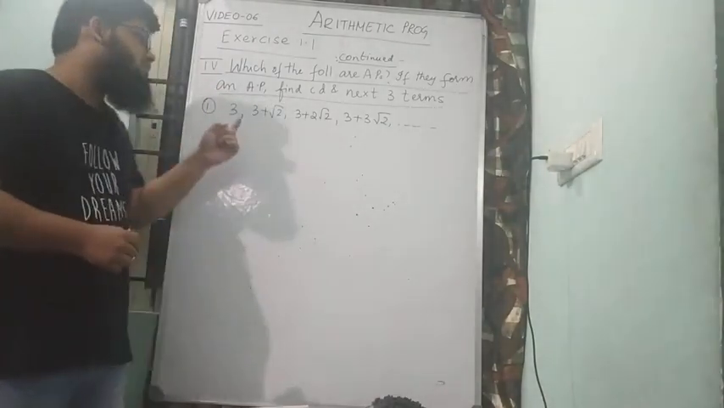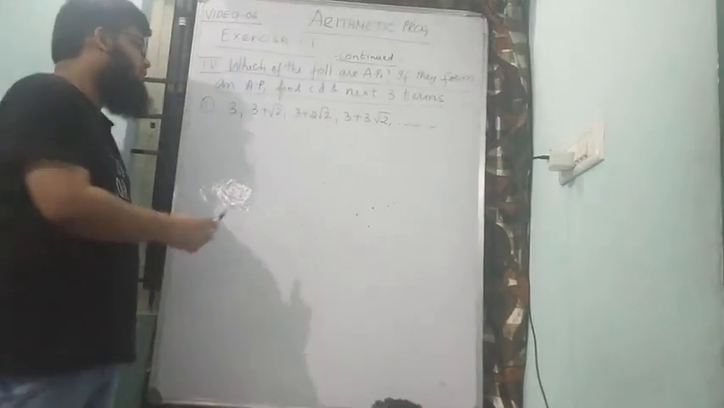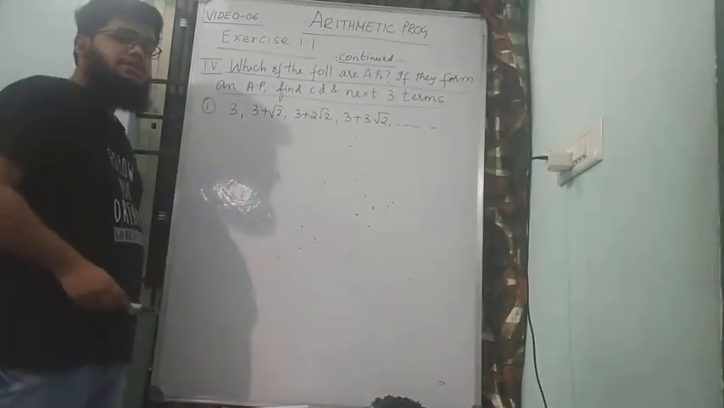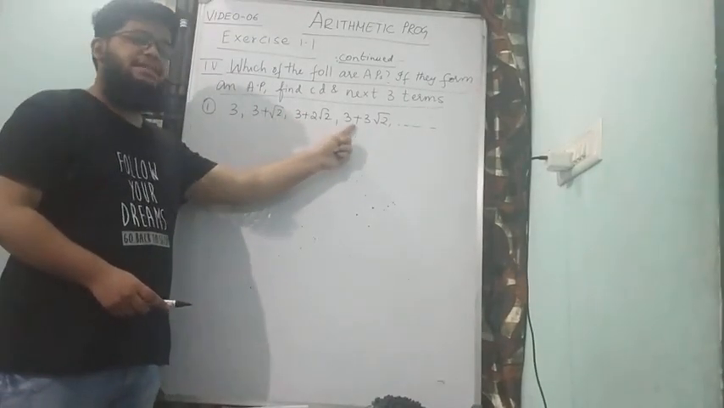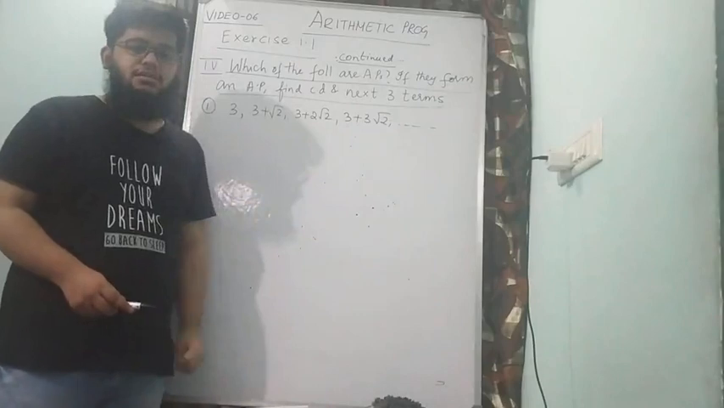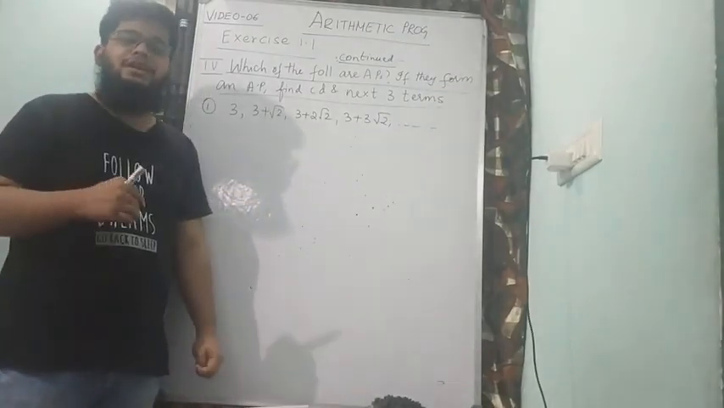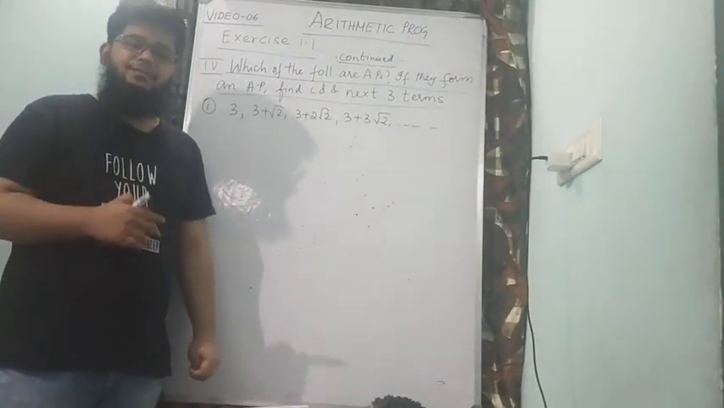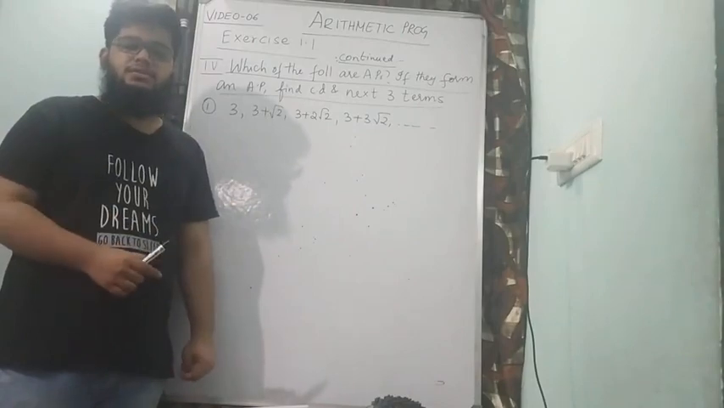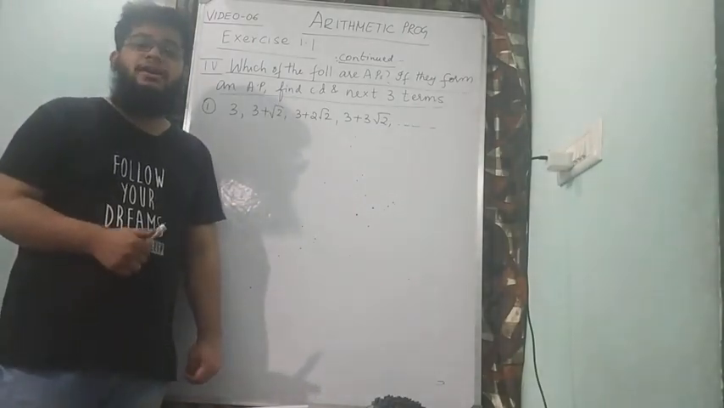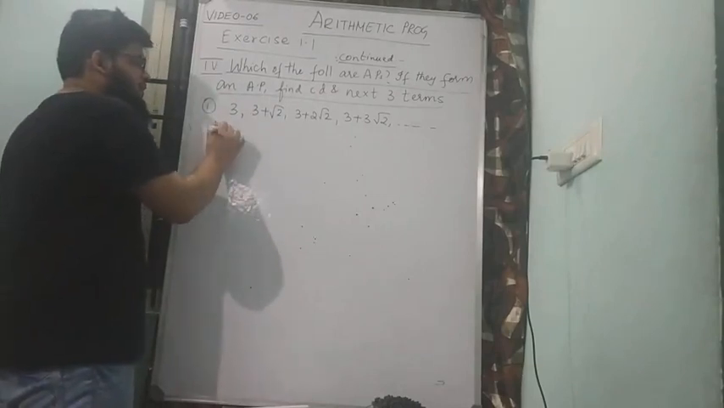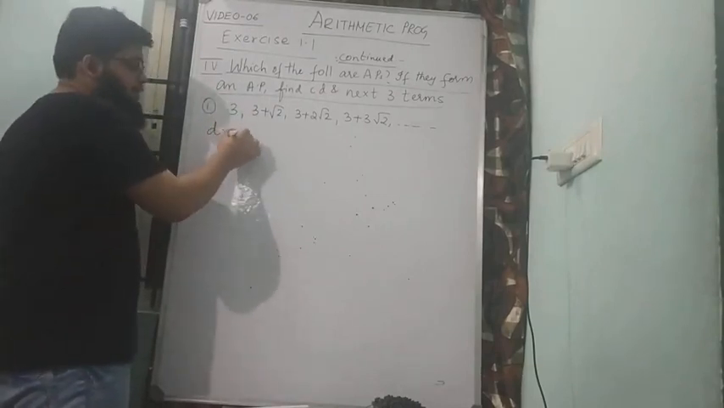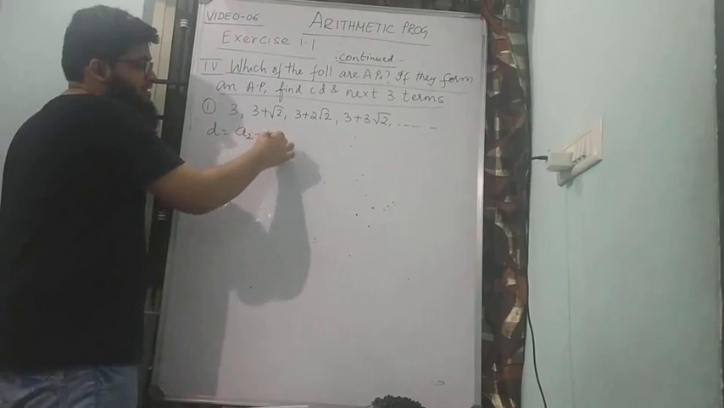So the question here is 3 plus root 2, 3 plus 2 root 2, 3 plus 3 root 2 and so on. I will first have to prove if they are AP or not, and if they are AP I will find the next 3 terms. I hope you already know the procedure. Let us start by finding the common difference, the value of D, which is A2 minus A1.